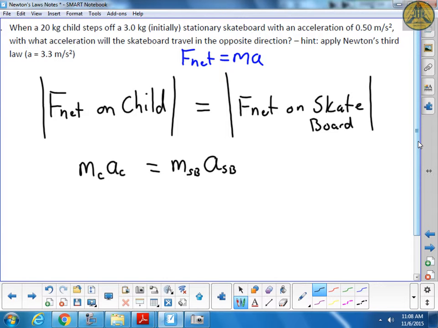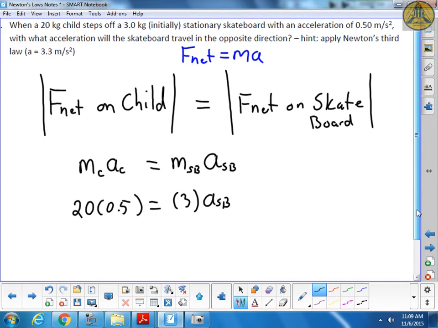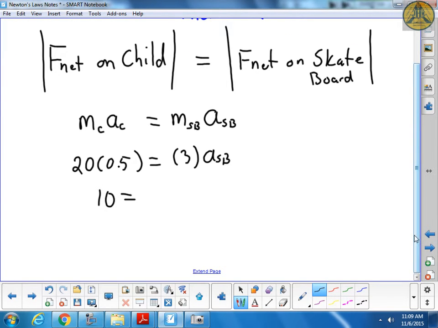Okay. So I'm going to put these numbers in. Mass of the child is 20. Acceleration of the child is 0.5. Mass of the skateboard is 3. And the acceleration of the skateboard is what we're trying to find out. So this is 10 equals 3 times acceleration of the skateboard. So divide both sides by 3. 20 times a half is 10, divided by 3. 3.33 meters per second squared is our acceleration.